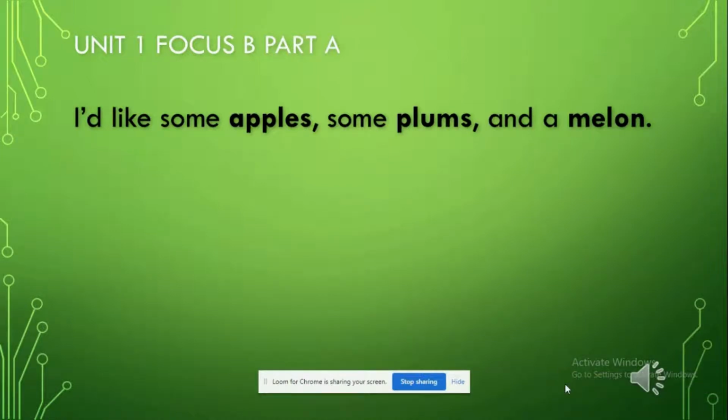Unit 1, Test Tactic A. I'd like some apples, some plums, and a melon.